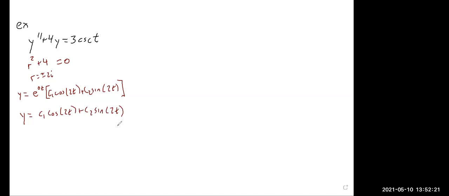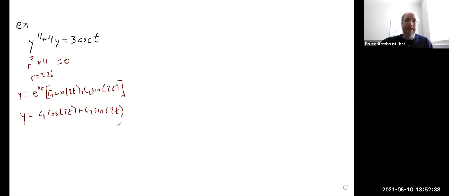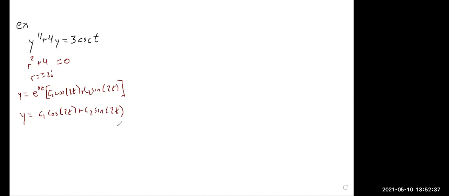I have a quick question for you before we go farther. Would it be practical to use a trig identity on something like this? You mean like a double angle identity or something? Exactly, yeah, double angle identity to maybe combine it.